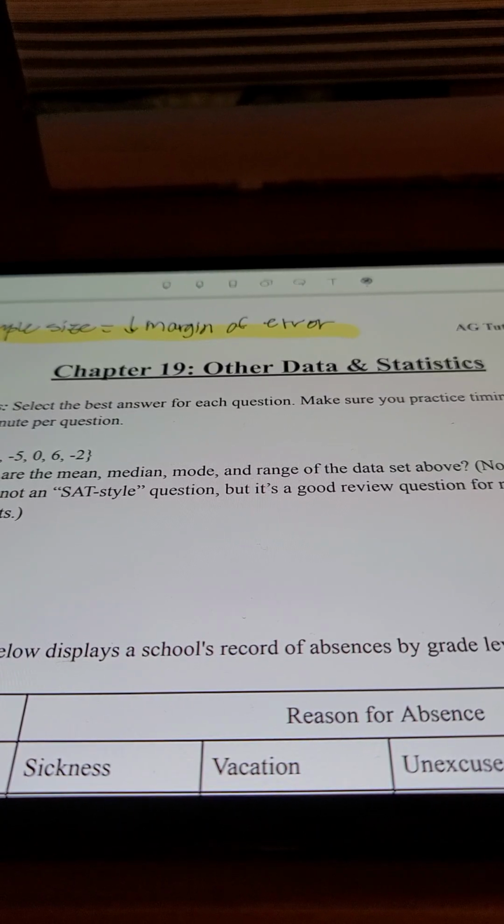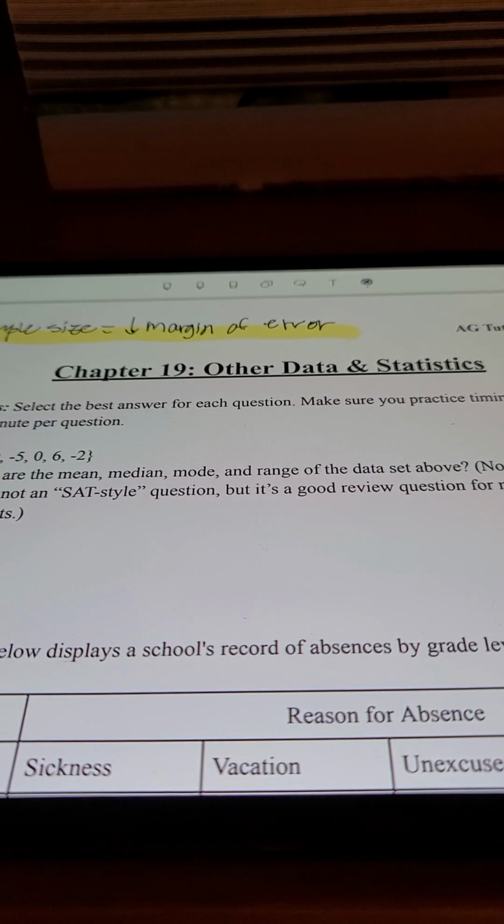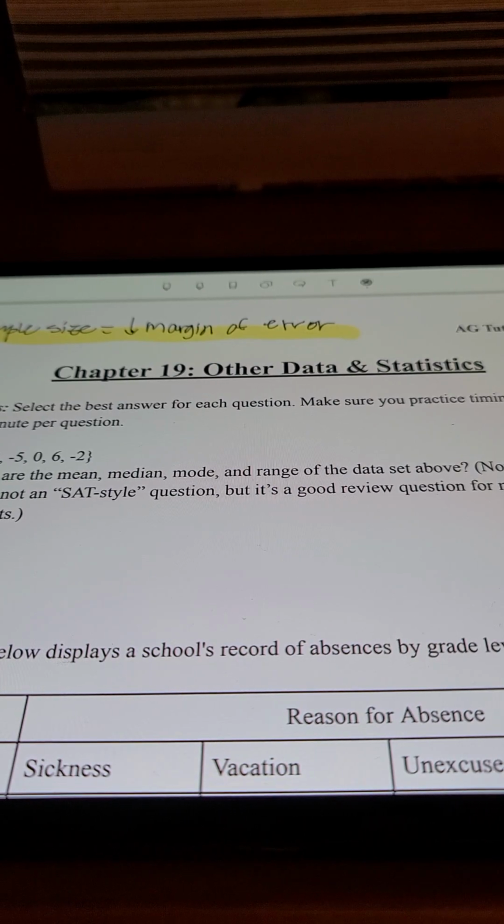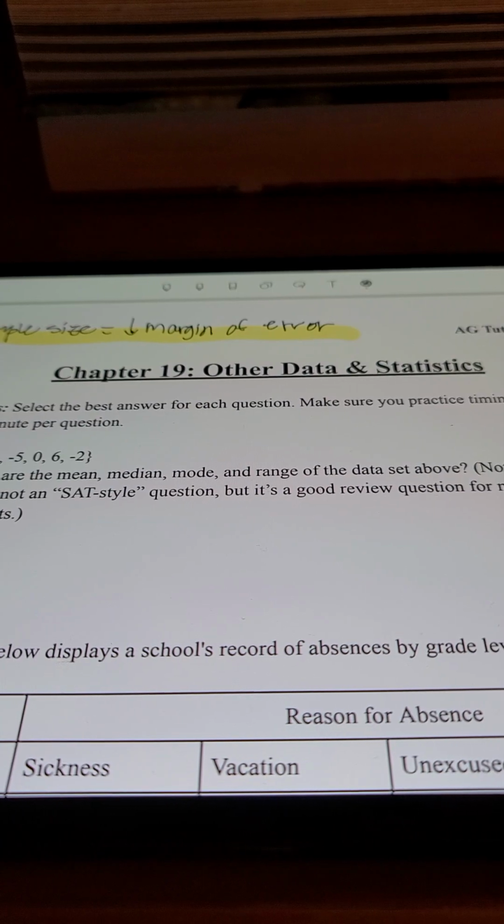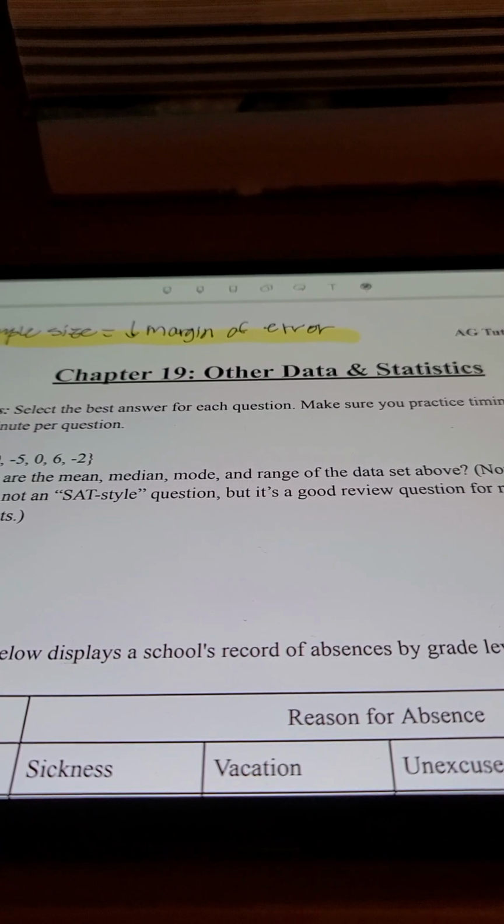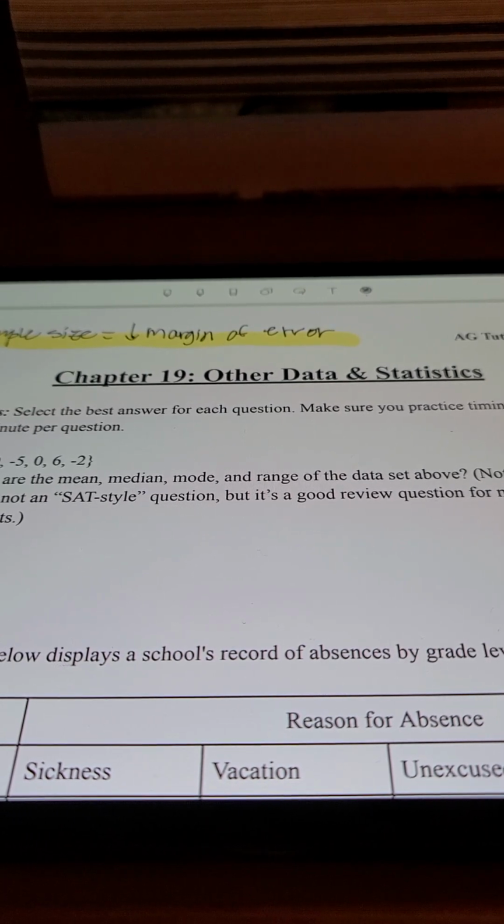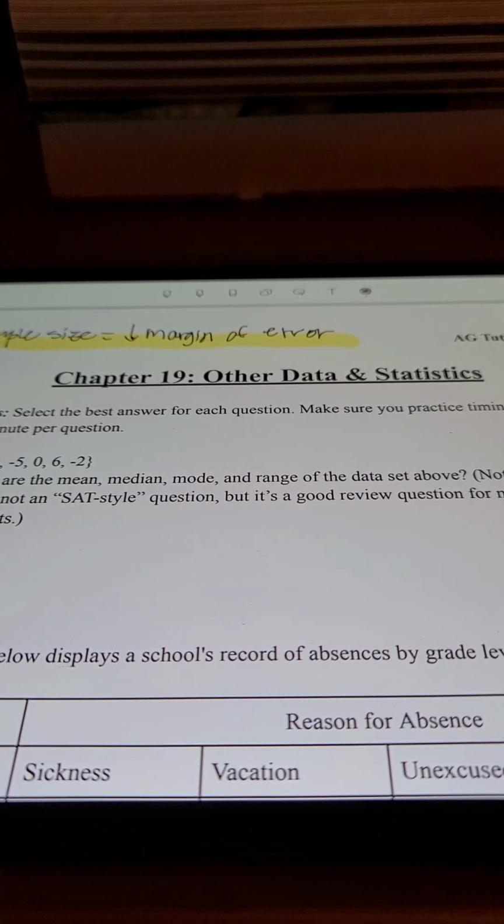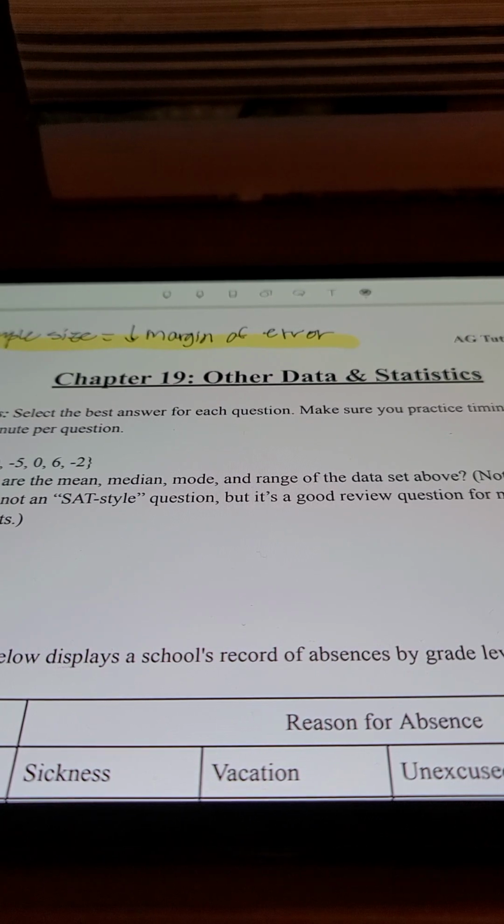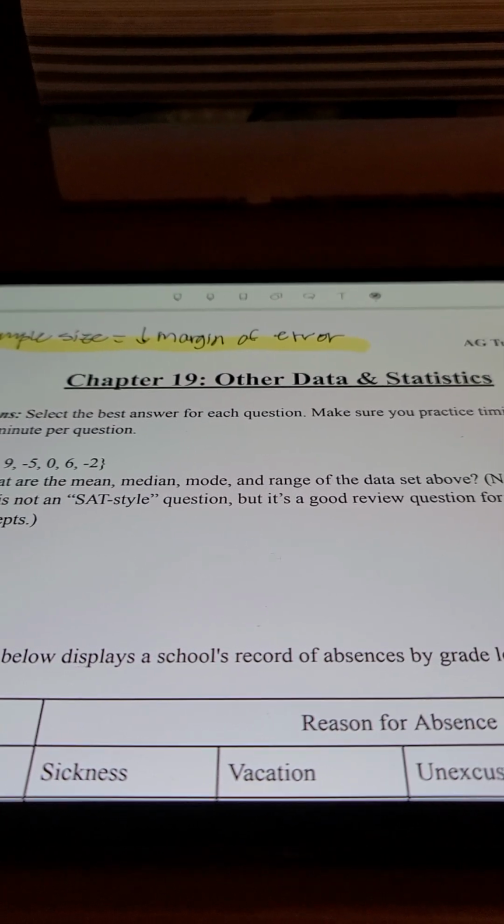So this is the other data and statistics chapter from my book, Overcoming Digital SAT Math. This chapter is kind of like the data analysis chapter in a way, you'll see some similarities, but most of it's like: what's the best conclusion based off of this information we're giving you about this particular survey or study? Those types of analytical questions, like mean, median, mode type stuff, margin of error, yada yada.